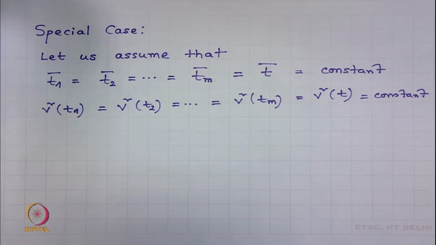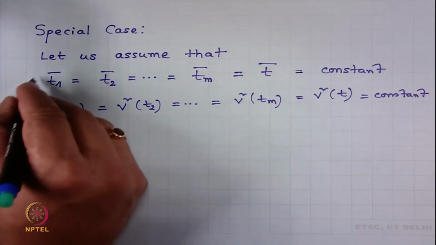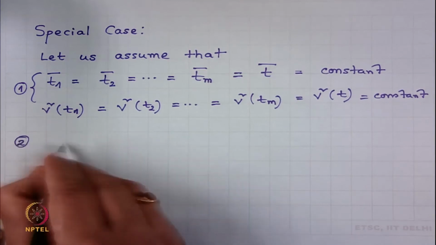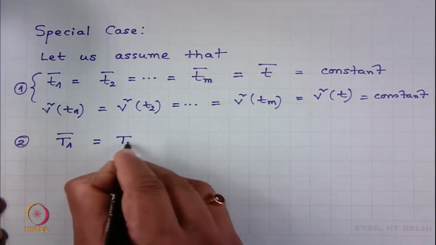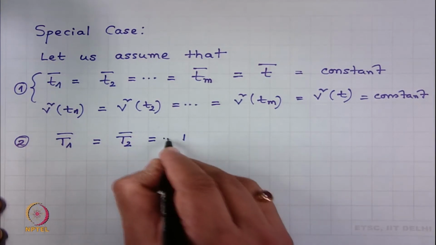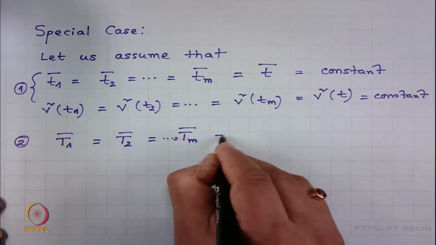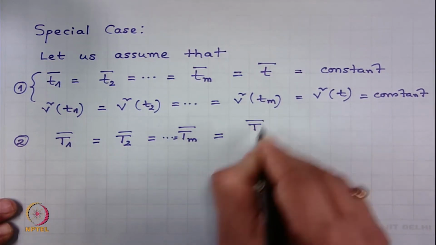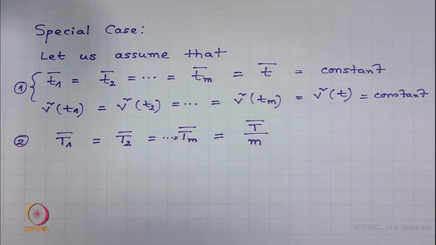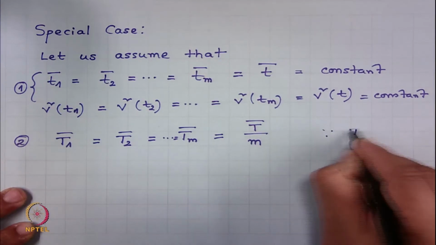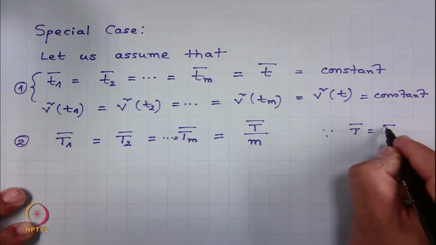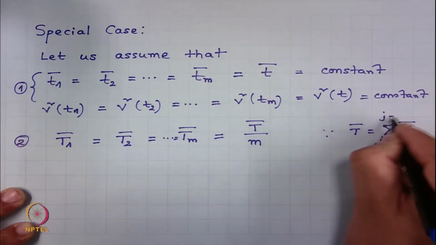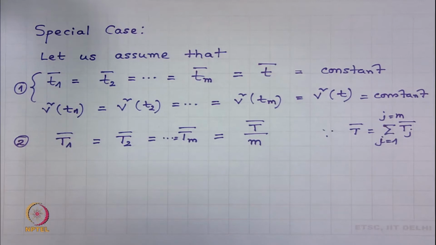Also we consider that the fineness of all slivers are same. That means, T 1 bar, T 2 bar, T m bar, which is equal to capital T bar by m, right. Why? Because capital T bar was this. Okay.